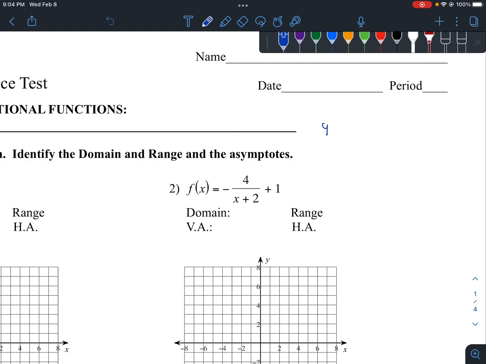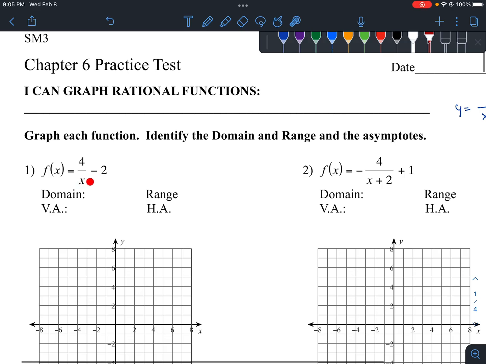So y is equal to a divided by (x minus h) plus k. This is the standard form of a rational function. x minus h indicates the horizontal translation left and right. Plus k indicates the vertical translation up or down, and a is the stretch, or if it's negative, the reflection.